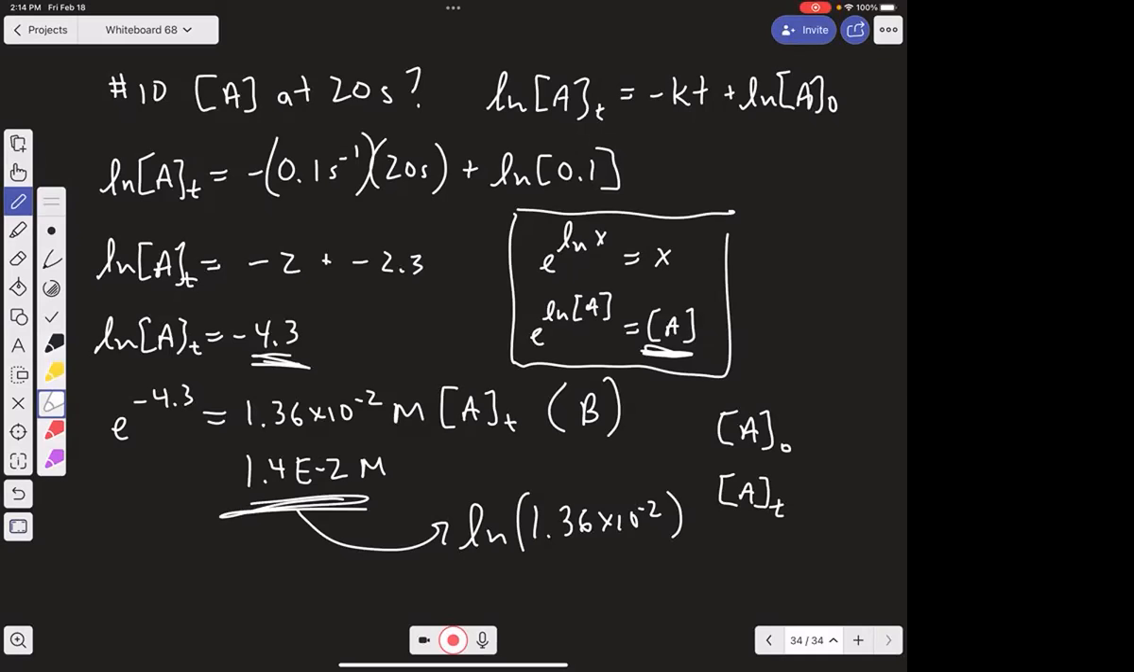Here we were solving for the future concentration, but I could give you future concentration, time, and rate constant, and say, based on that, what would the initial concentration be in that reaction?